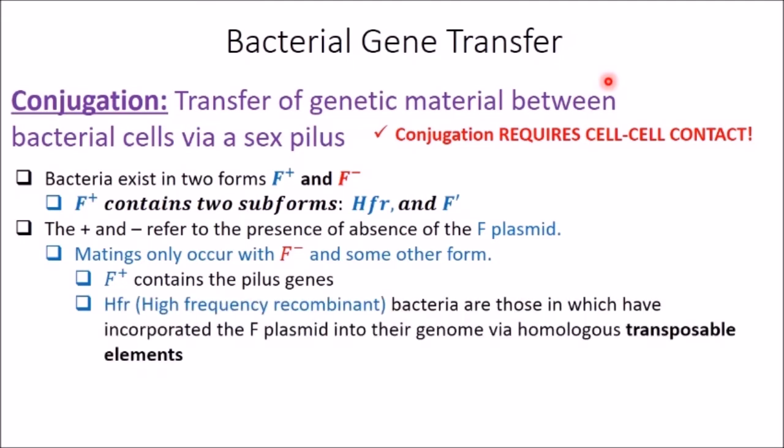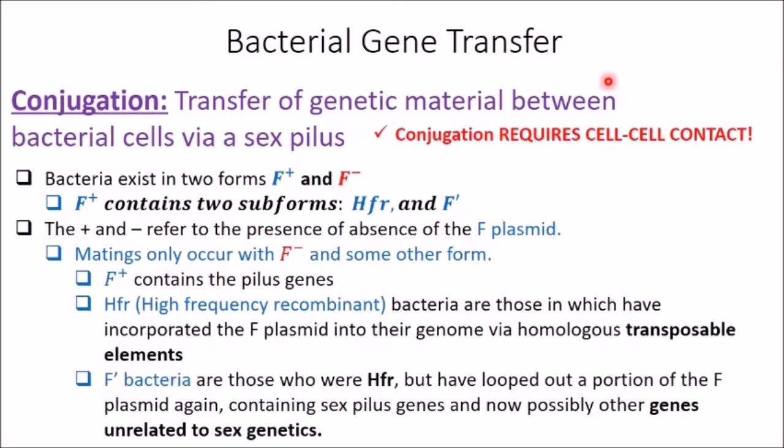HFR, or high-frequency recombinant cells, are a form of F+ cells, but they're different in the sense that they incorporate the F plasmid into their genome via homologous transposable elements. That has consequences. When they transfer the F plasmid, they're going to take some chromosomal genes with it. And when you do that, you're going to have a lot of recombination events, because there's going to be sequence homology between the chromosomal gene that you're transferring and the recipient cell that's also going to have homologous genes associated with the chromosome. So you'll see what I mean by that in a second.